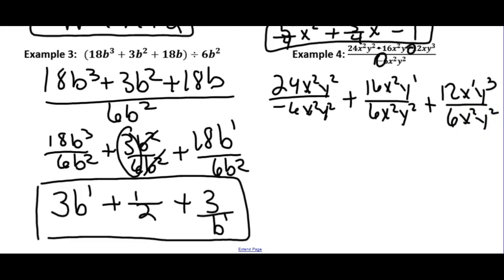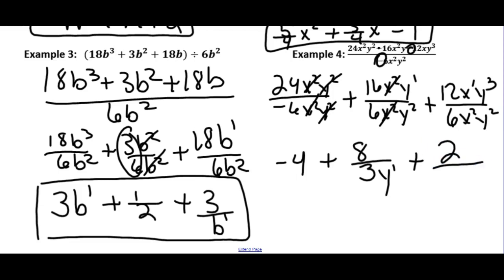Then I have to simplify. 24 divided by a negative 6 is a negative 4. The x's cancel because there's 2 on top, 2 on the bottom. Same with the y's, 2 on top, 2 on the bottom. So that's just negative 4. Plus 16 over 6 can be reduced by 2. So that would be 8/3. X's cancel. More y's on the bottom, and how many more? 1. Plus 12 divided by 6 is 2.